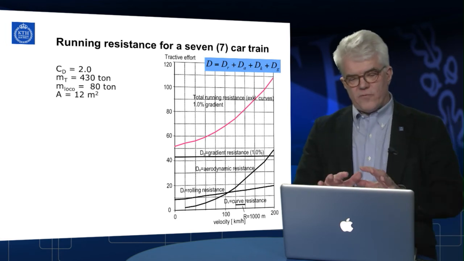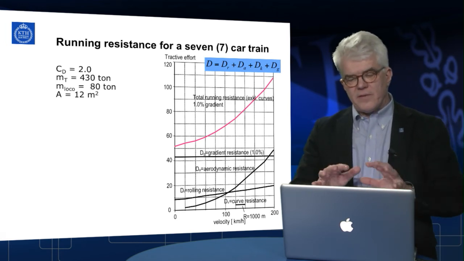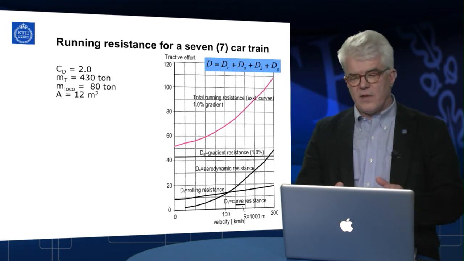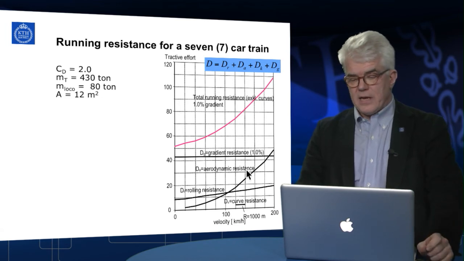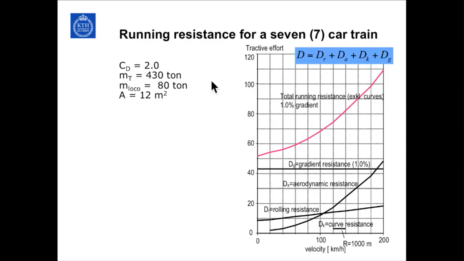If you add all these resistances into the running resistance, you can calculate the power required for normal train operation. And this figure shows the running resistance for a typical train with 7 cars, 1 locomotive, 12 square meters cross-sectional area, and an aerodynamic constant of 2. And we have the sum of all the parts here. The red part is the total running resistance with a 1% gradient, that is a 10 per mil gradient.